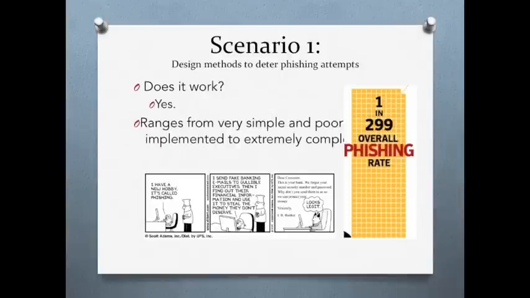Symantec has said that 1 in 299 overall phishing attempts occur by email. So 1 in 299 emails that we get, statistically speaking, are phishing. That is a staggering number. If I think about how many emails I get, sometimes it seems like it is at least 300 a day, probably more across all my email accounts. It's very common that I even notice that I get these phishing attacks.